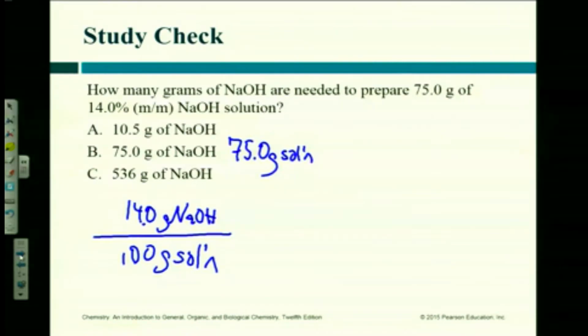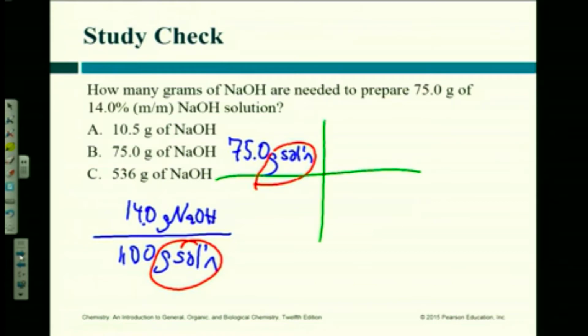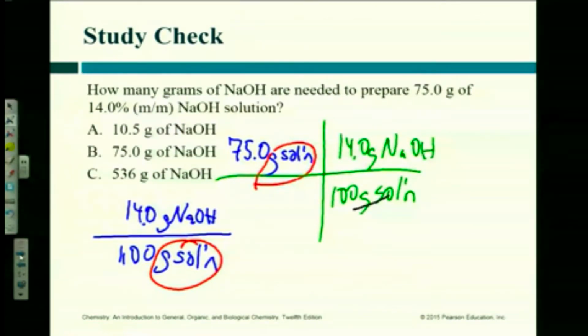Well, let's look at these 2 numbers. Well, look, I have grams of solution here on the bottom, and I also have grams of solution here. What if I take those and bring them together, and I write it like this? 100 grams of solution and 14.0 grams of sodium hydroxide. Why would I want to write it like that? Well, because what happens? Grams of solution goes away, and what unit am I left with? Grams of sodium hydroxide. What am I looking for?